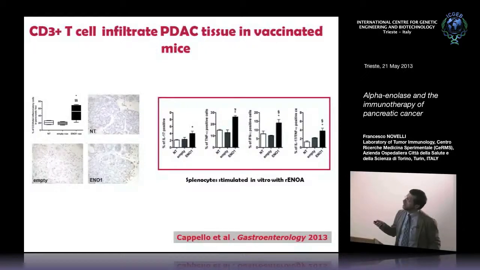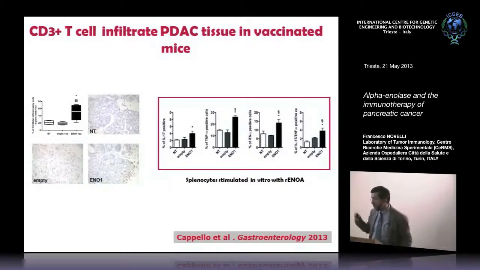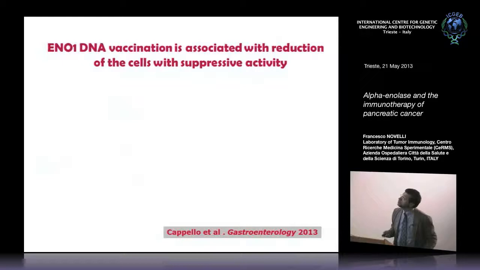to produce IL-17 when stimulated with the recombinant protein, and they also produced a very high amount of TNF and interferon gamma. And this is the evaluation of the cells that simultaneously produce IL-17 and TNF. So the T cells infiltrated the tissue, and when stimulated were able to mount a Th1, Th17 response.